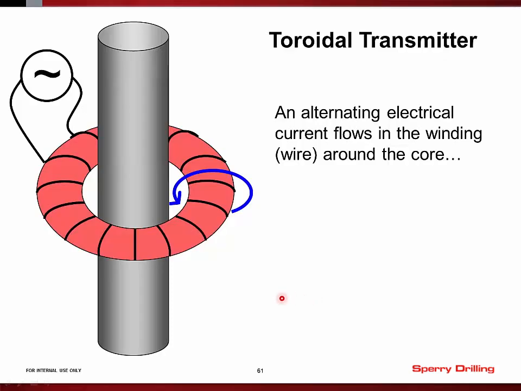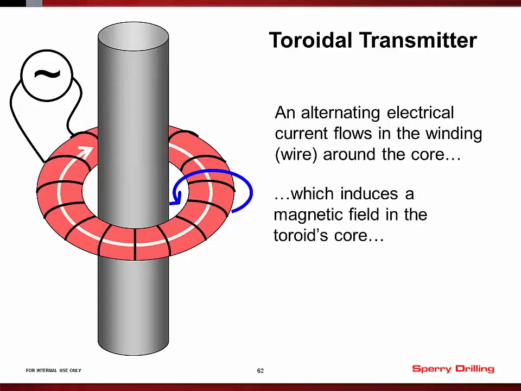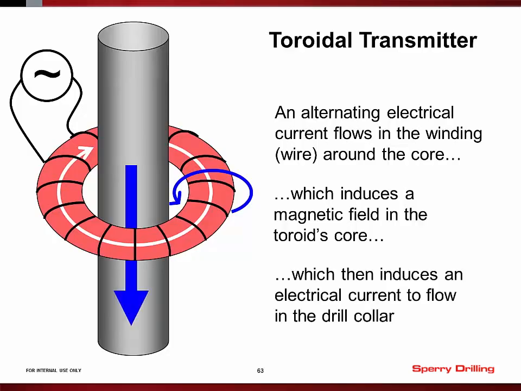What we have is the tool collar, shown in grey here, and around that we have a toroid, which is a ferrous ring of material, and wrapped around the toroid we have a coil of wire through which we pass an alternating current. When we do that, what we get is an alternating magnetic field inside the ferrous core, and in the same way that an electrical transformer works, that then results in a current being generated in the collar itself.